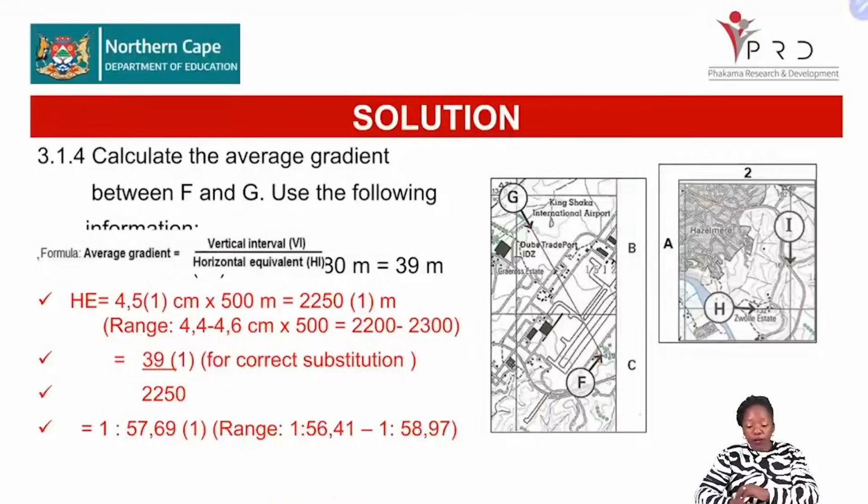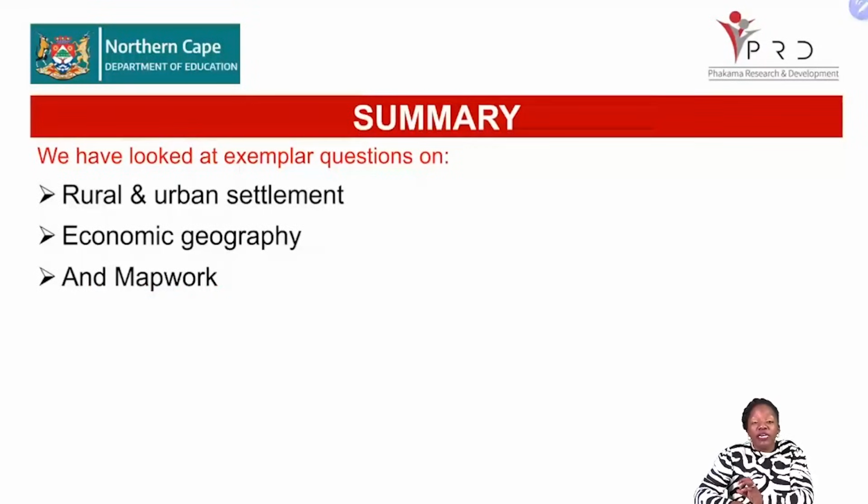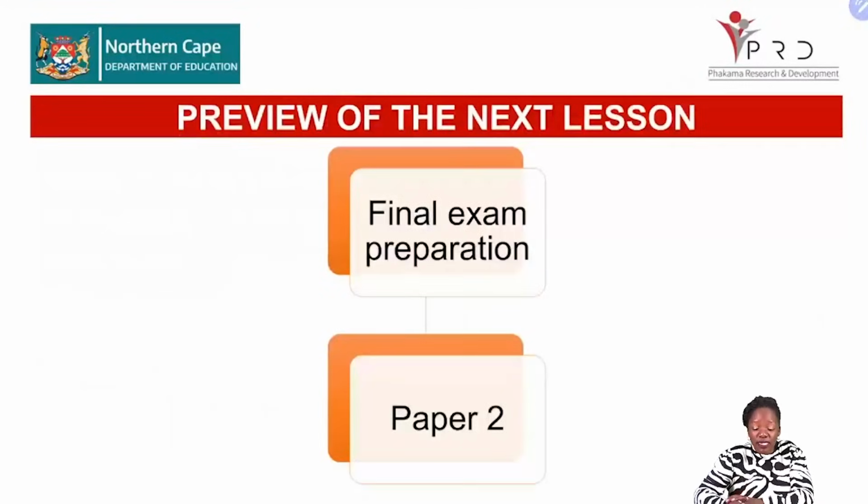Then we're looking at our summary. In our summary, we have looked into the exemplar questions on your rural as well as your urban settlement. Secondly, we have looked into the questions based on your economic geography. And lastly, we have looked into some map work questions. To give you a preview of our next lesson, we will still be focusing on the final exam revision, which is paper 2. We're going to try and come up with other topics that were not touched today so that we can be familiar, and also make sure that we revise as many topics as possible.